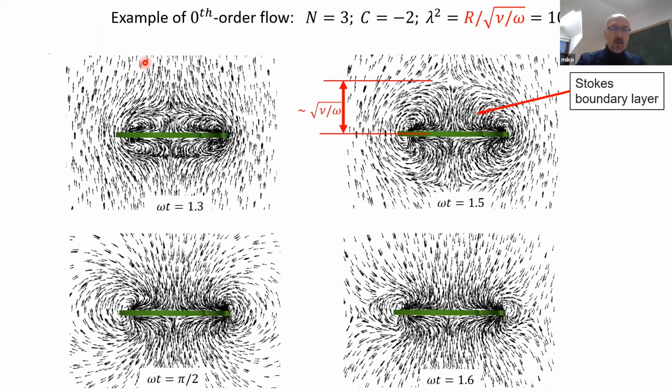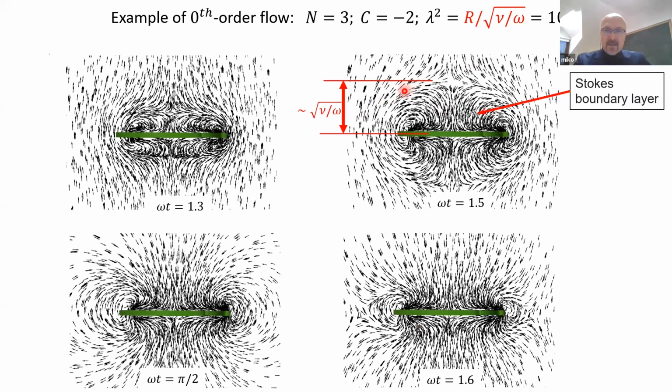So we solve this problem perturbatively, and I will show here the qualitative solution. This is the zero-order solution of this perturbation analysis for several instances of time. Time grows from left to right and from bottom to top. What is important to realize here? You see the formation of these so-called vorticity layers around the particle, the vorticity boundary layers, or Stokes boundary layers.